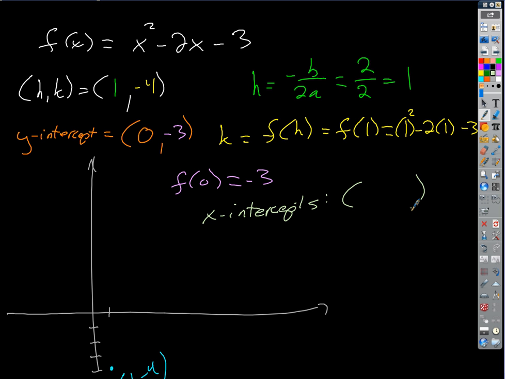Y is 0. Okay, what's that mean? Well, for our function, f of x is equal to y, right? Does that make sense? So we're going to set the whole thing equal to 0. By setting f of x or y equal to 0, what we're really doing is creating the equation x squared minus 2x minus 3 equals 0. The solutions of that equation are going to be the x-intercepts, right?